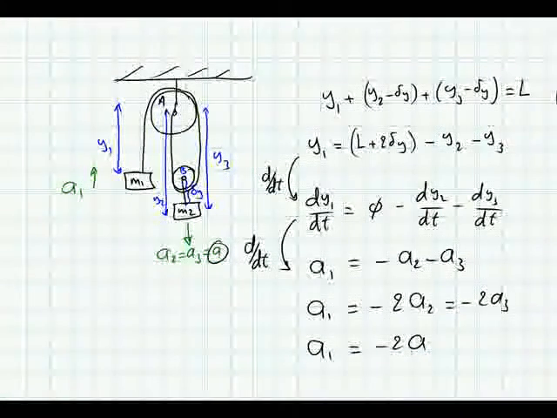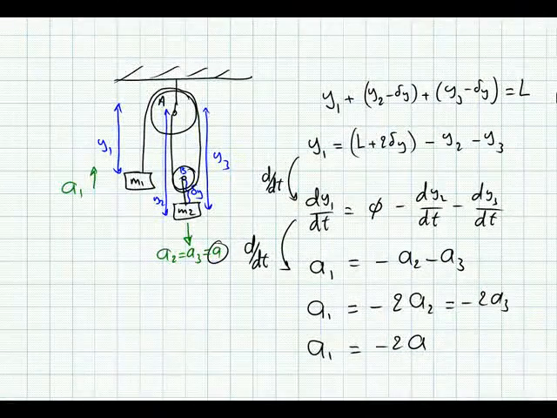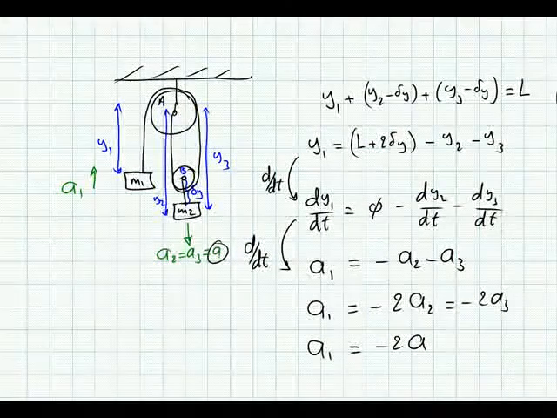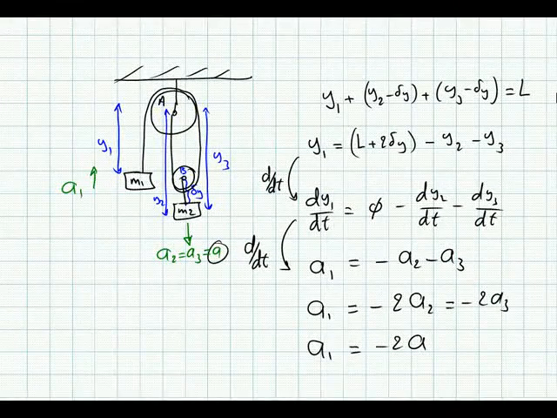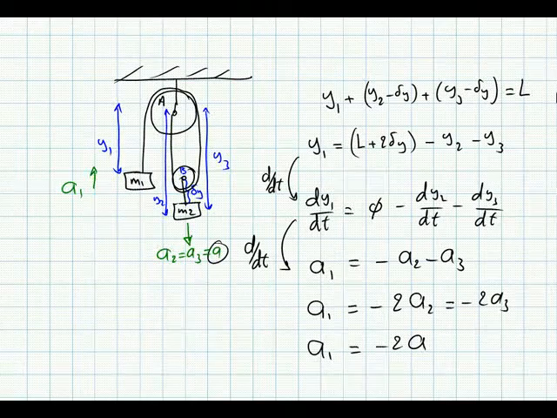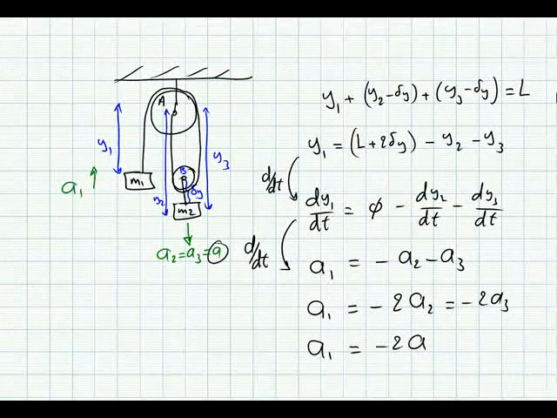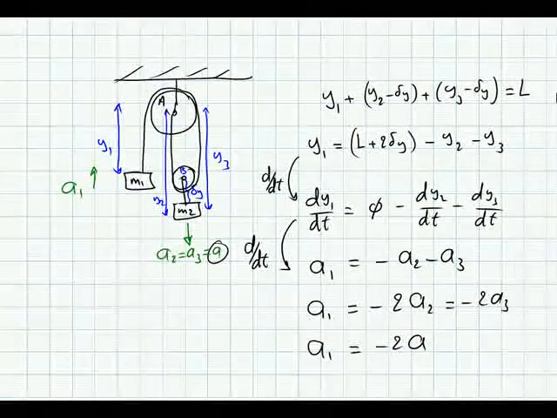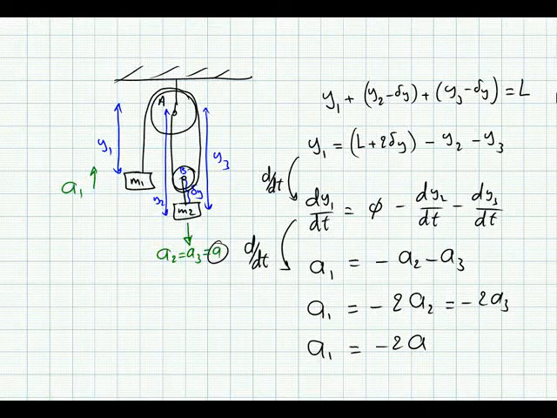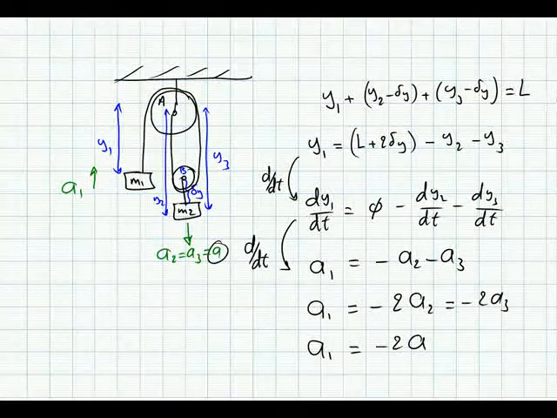So just two simple examples on how to work out the acceleration constraint when you have pulleys and strings involved.